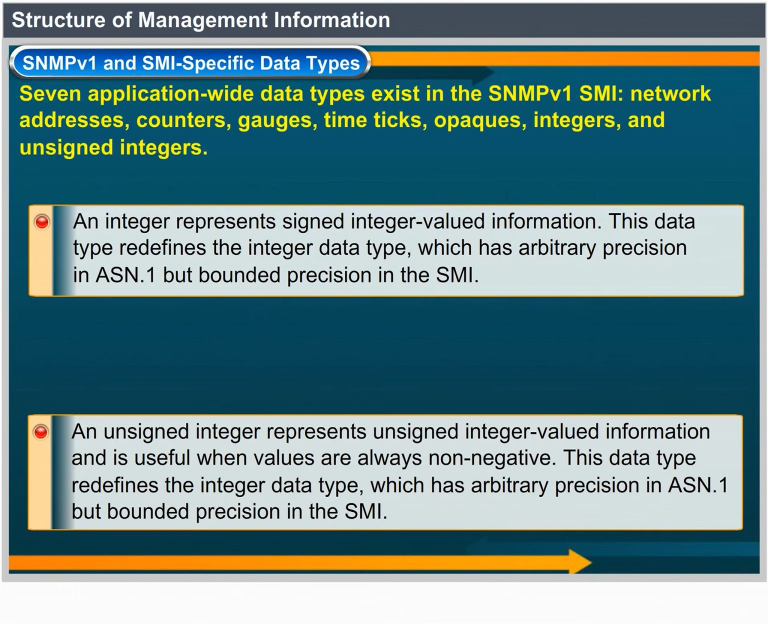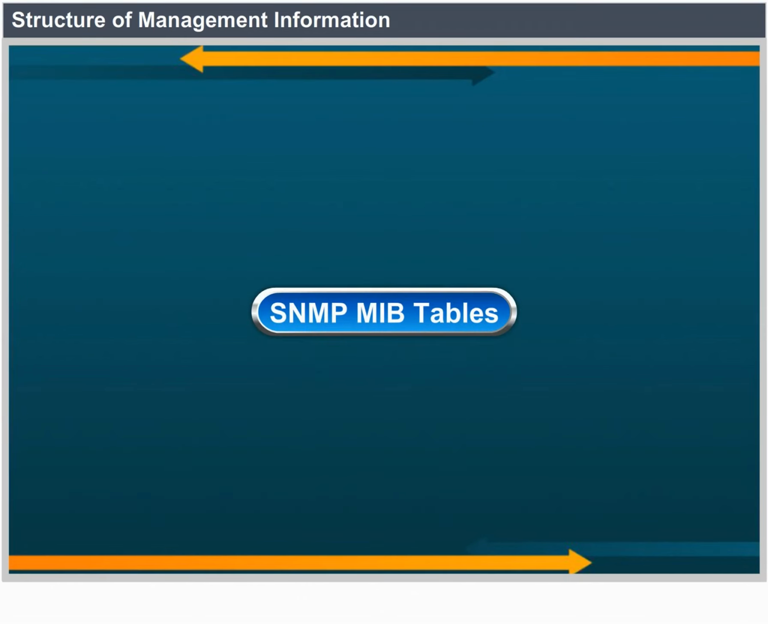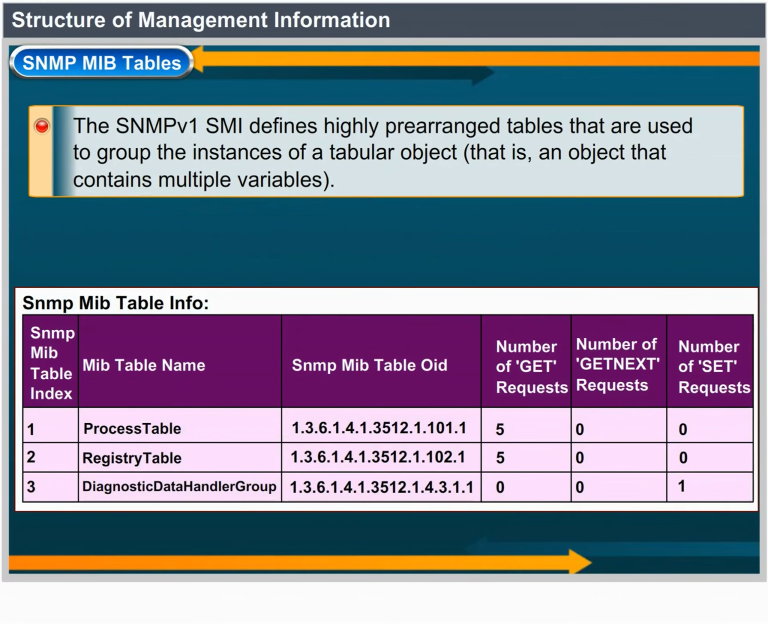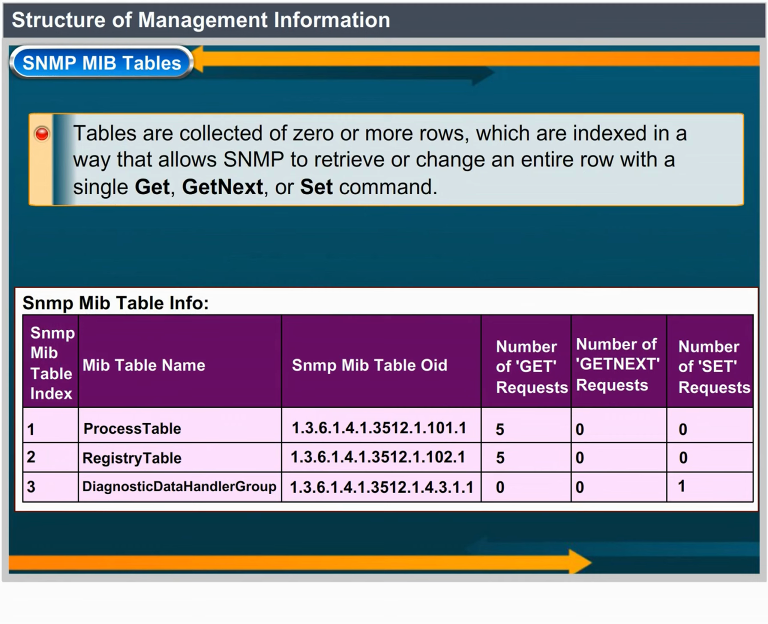SNMP MIB tables. The SNMP v1 SMI defines highly structured tables that are used to group the instances of a tabular object, that is, an object that contains multiple variables. Tables are composed of 0 or more rows, which are indexed in a way that allows SNMP to retrieve or alter an entire row with a single get, getNext, or set command.